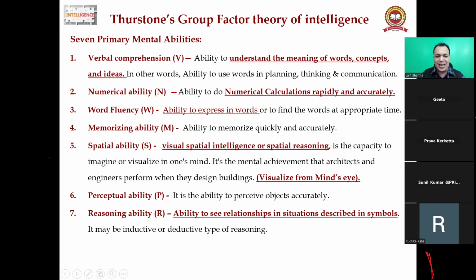Okay, ये जो persons है ना, the persons having this ability, he can visualize the things, the whole of the building, and you know all the other things. So basically you have seen that architects have such kind of intelligence more than others, right? It is a mental achievement that architects and engineers perform when they design buildings. They visualize the things from the mind side.